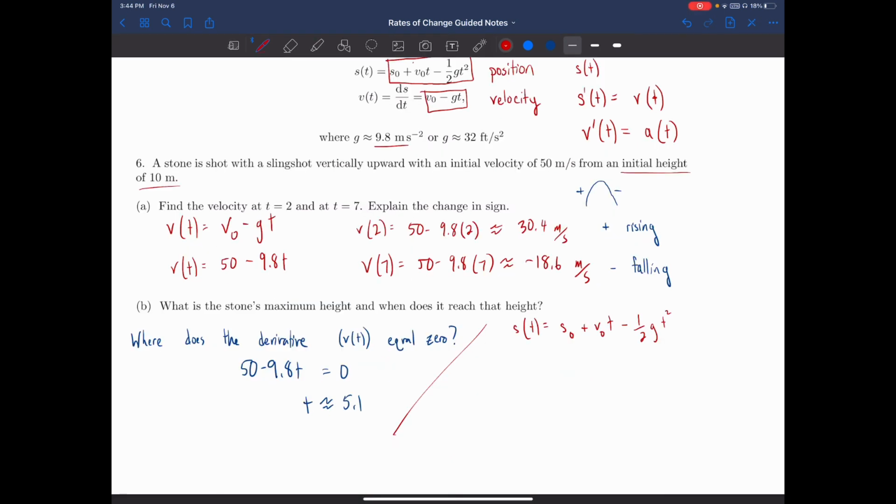Okay, let's fill that in with the stuff that we know. So S of t equals the initial position, which is 10, since it was at an initial height of 10 meters, plus our initial velocity, which was 50, t, minus 1/2, gravity is 9.8, and then we have t squared. So that is the setup for position. So then we just need to see the position at t equals 5.1.